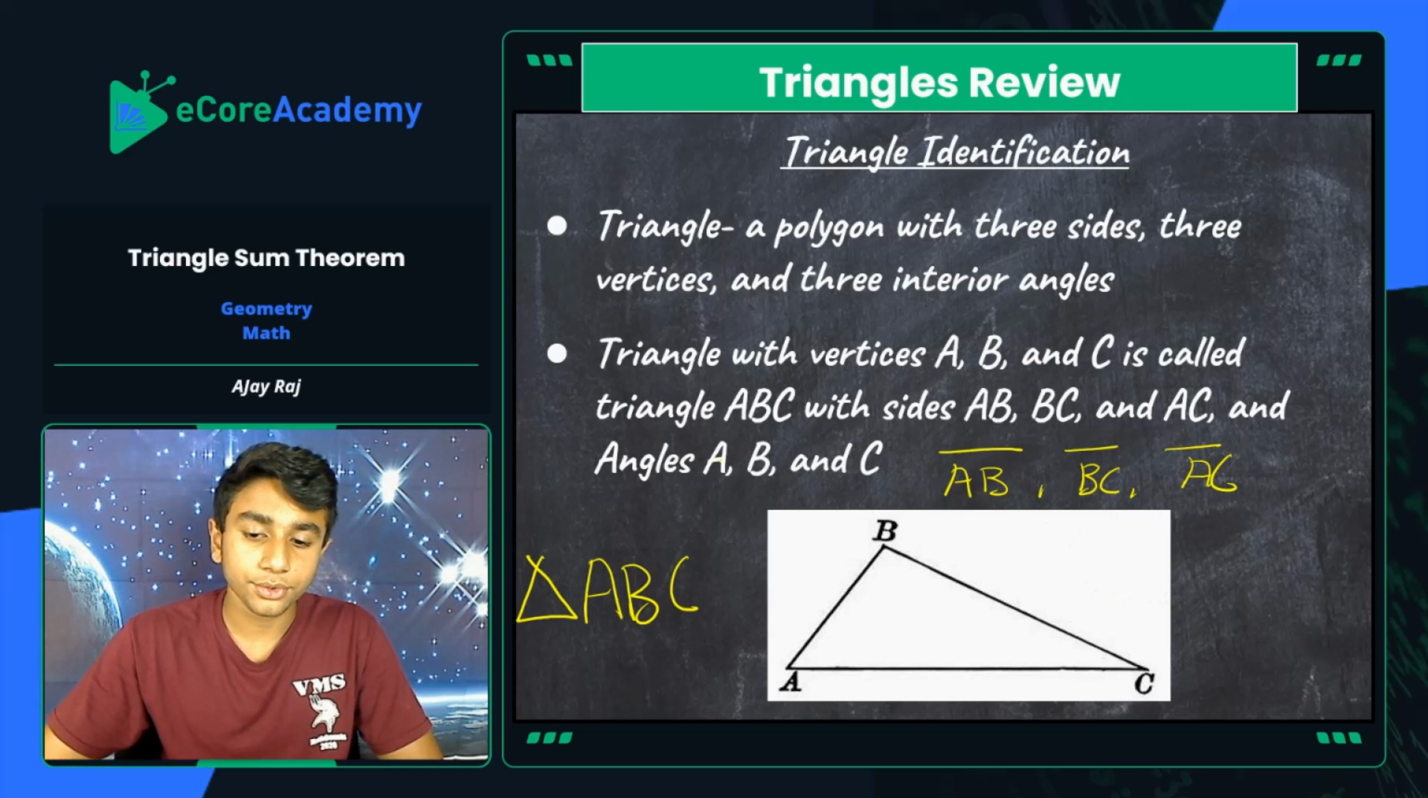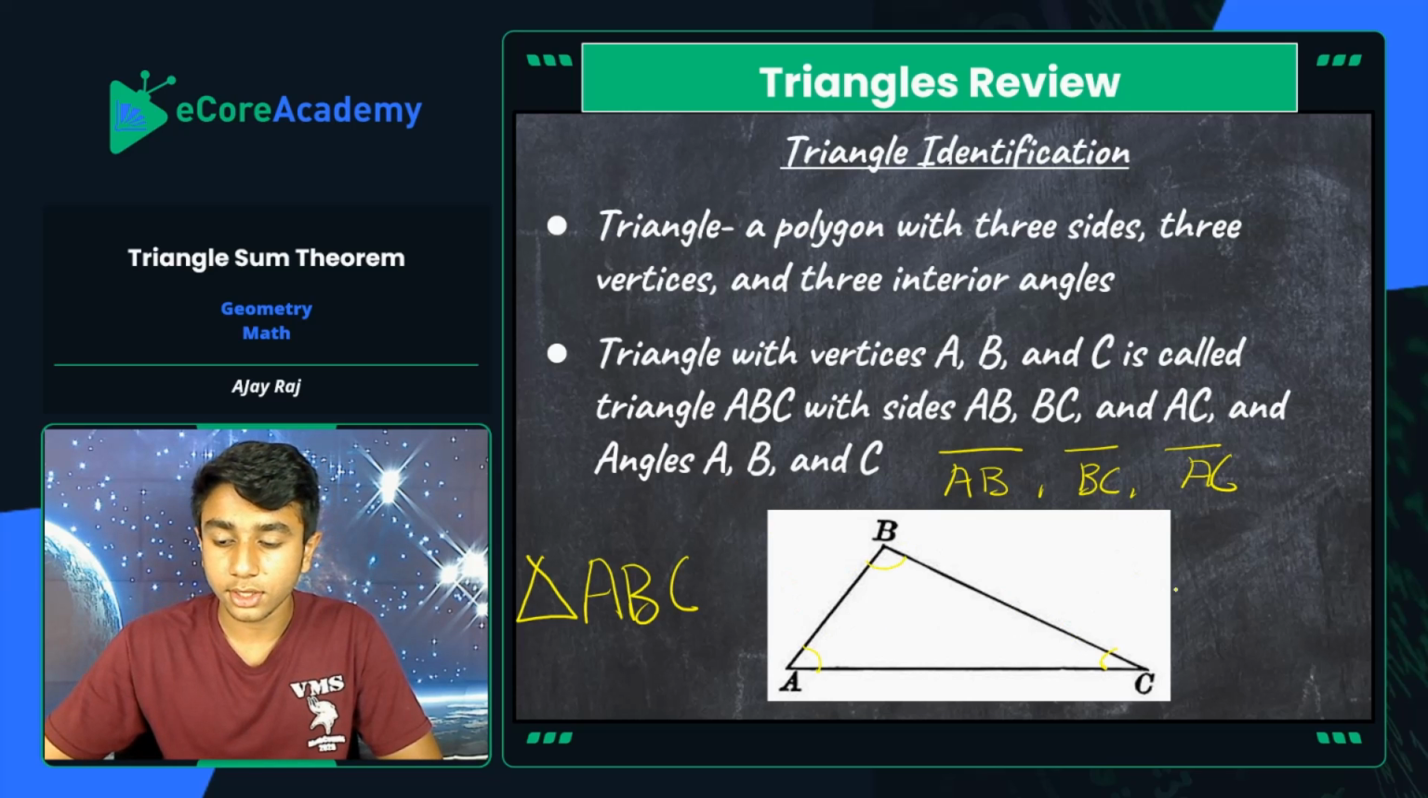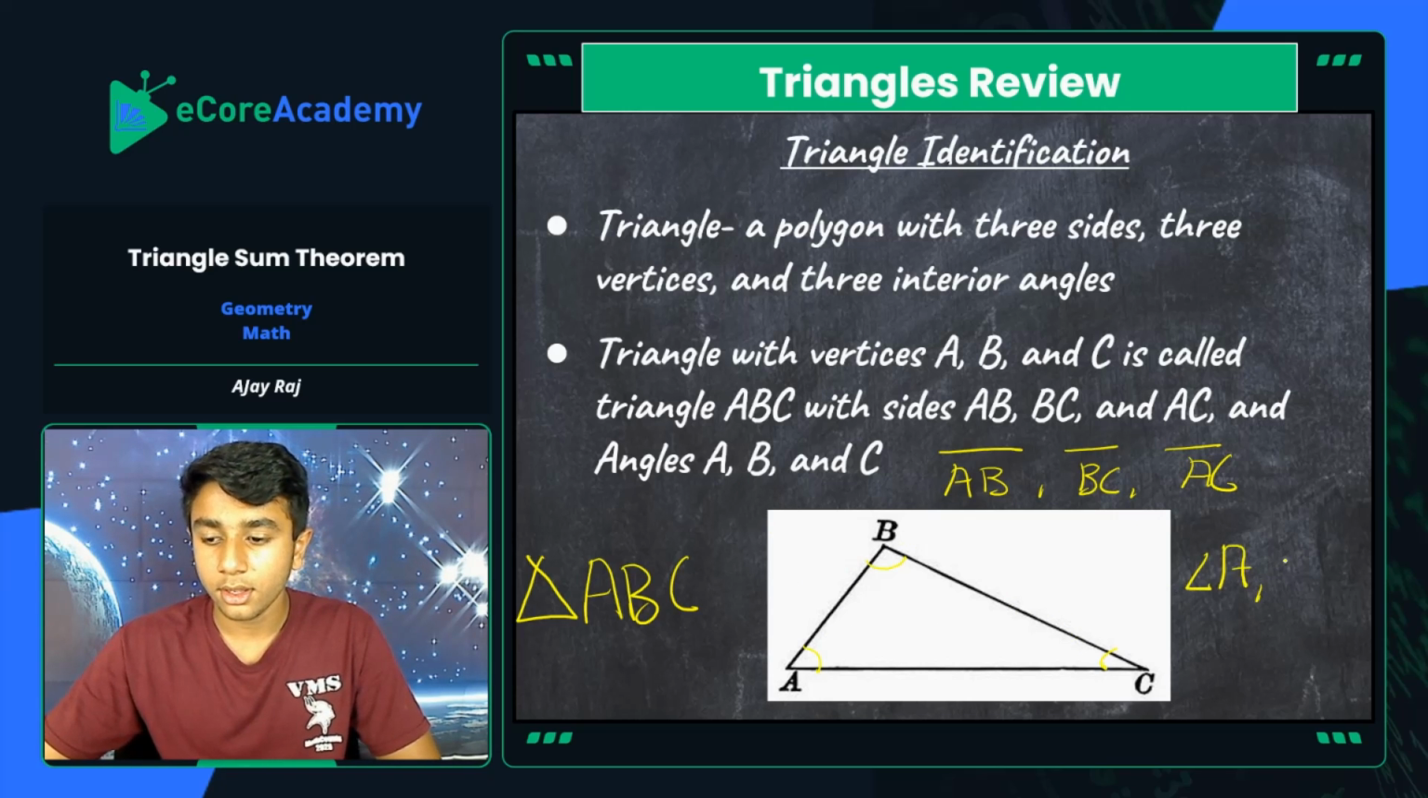You also have angles that are representative. Remember, an angle is always named by the vertex from which it emerges. So as you can see here, we have three angles in this triangle: angle A here, angle B here, and angle C. That will be indicated by this. This is how you represent an angle. So angle A, angle B, and of course, angle C.